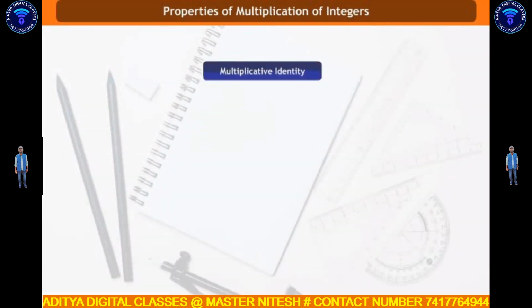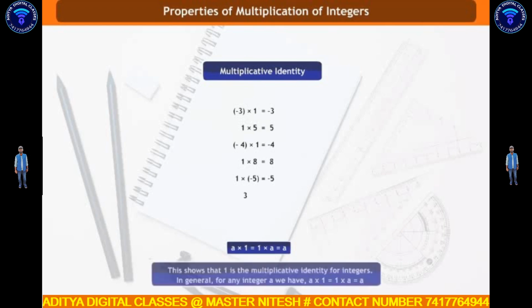Multiplicative identity. We know that 1 is the multiplicative identity for whole numbers. Let us check it with the given examples. Thus, we conclude that A into 1 is equal to 1 into A is equal to A. This shows that 1 is the multiplicative identity for integers also. In general, for any integer A, we have A into 1 is equal to 1 into A is equal to A.